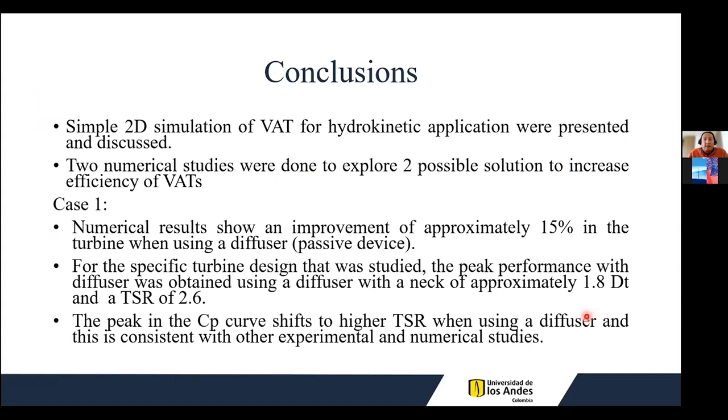So this is where I can end this presentation. We saw this implementation of two-dimensional simulation for a vertical axis turbine for hydrokinetic applications. Two cases were proposed and shown to explore possibilities to increase efficiency. The first one was using a diffuser. In this case, we can see that there was an improvement of about 15% in the general efficiency of the turbine.